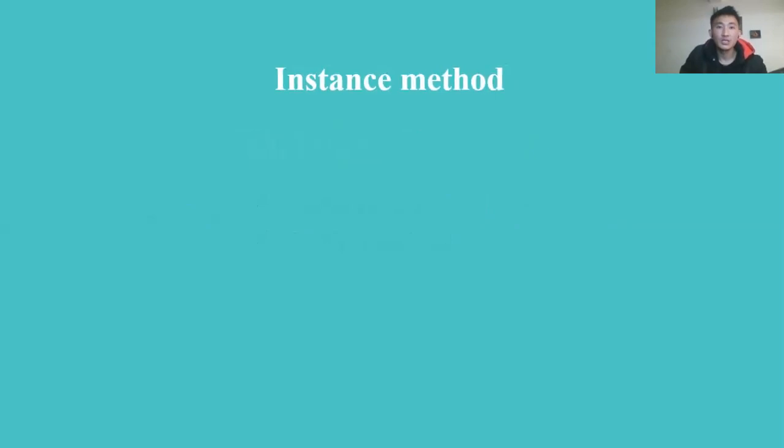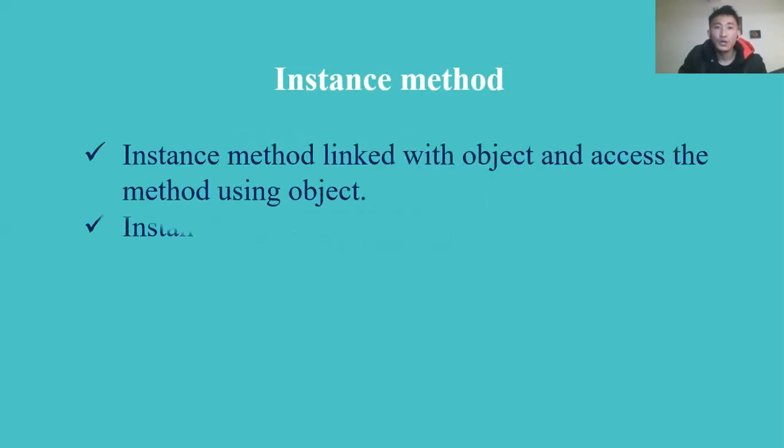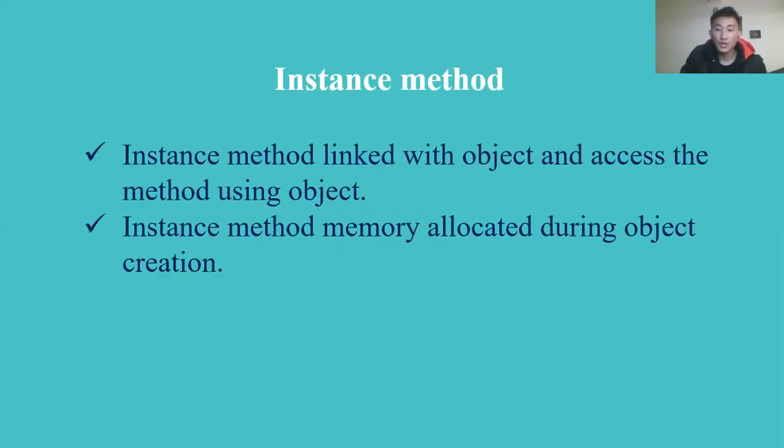Now, what is an instance method? Instance methods are those methods which are linked with the object. When you hear the word instance, always remember that it is linked with the object, and you access the method using the object. An instance method's memory is allocated during object creation. Just remember that an instance method is always linked with the object and accessed using the object.